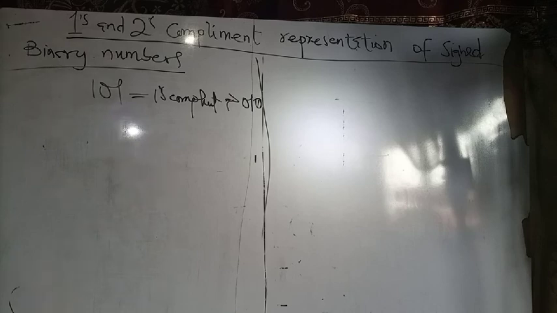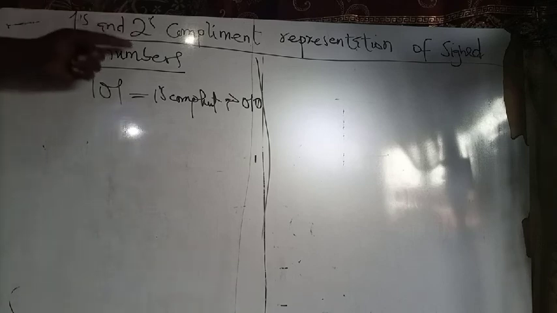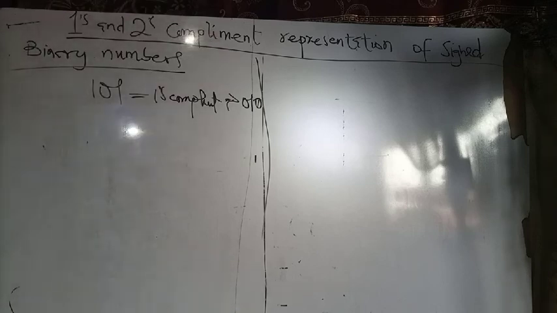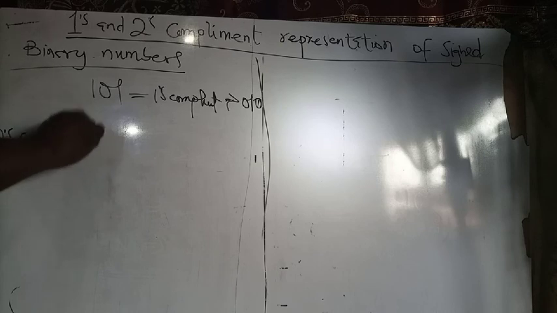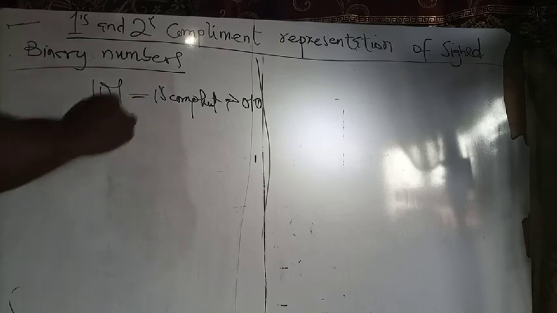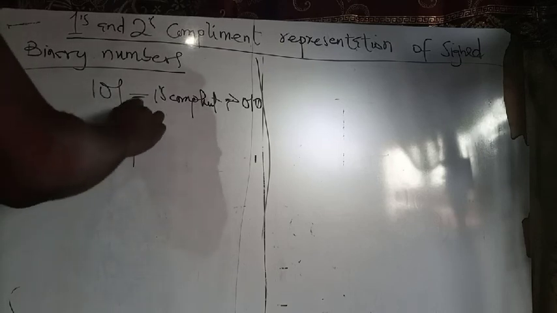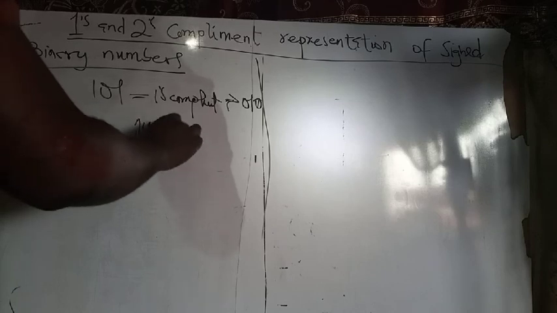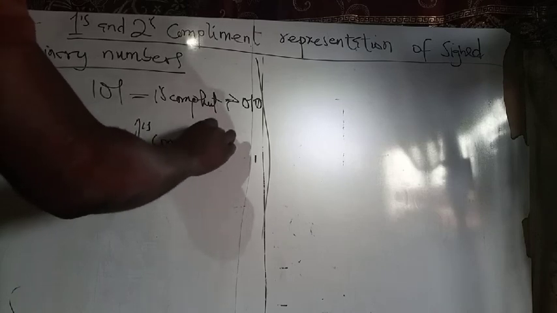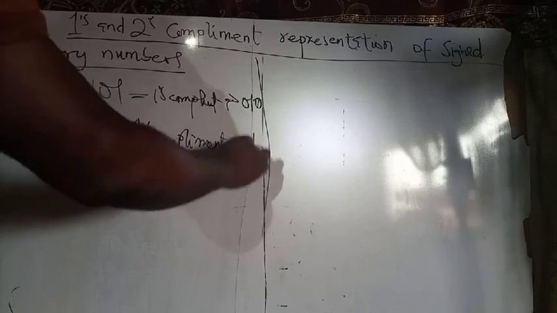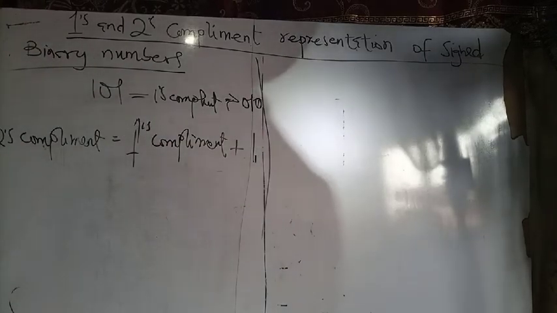Okay, and if I want you to also find the two's complement of this same number, what I'm actually telling you is that to find two's complement, it means that you're actually going to take your one's complement plus 1. What do I mean?